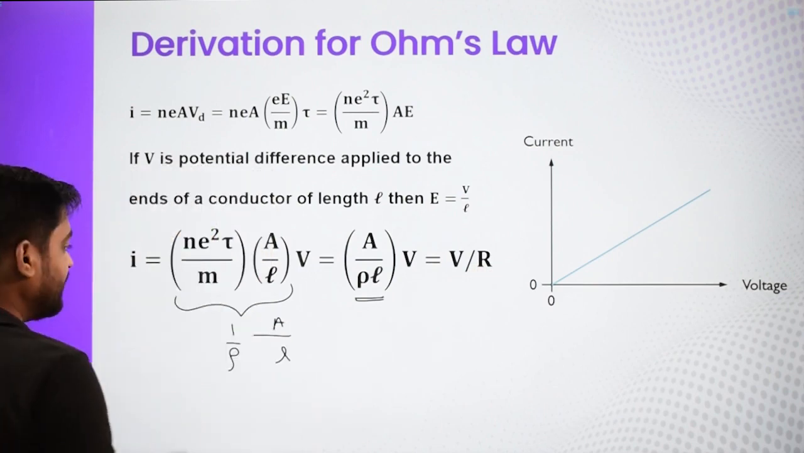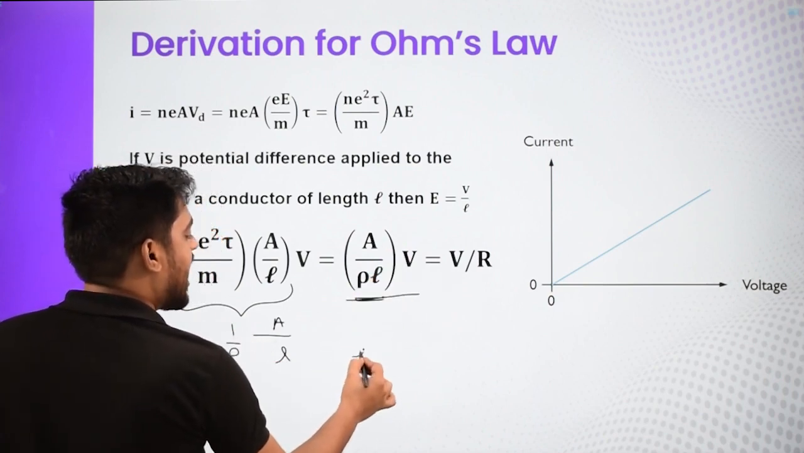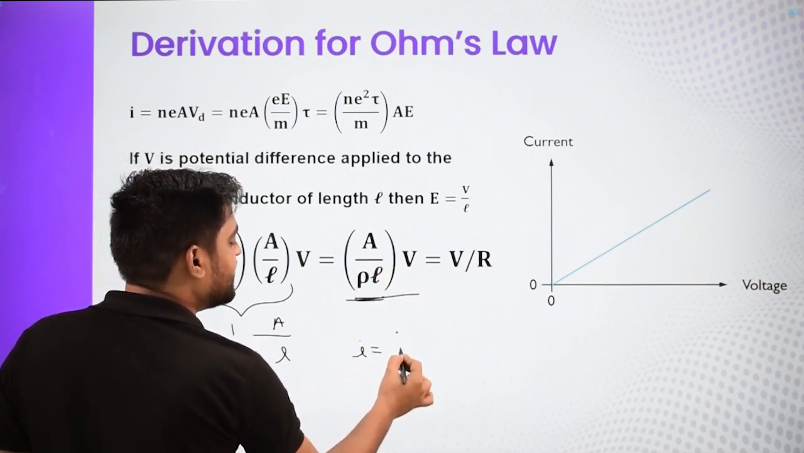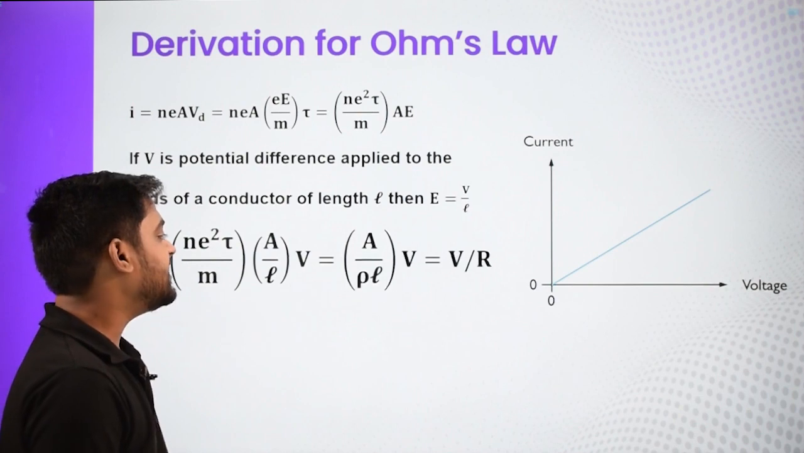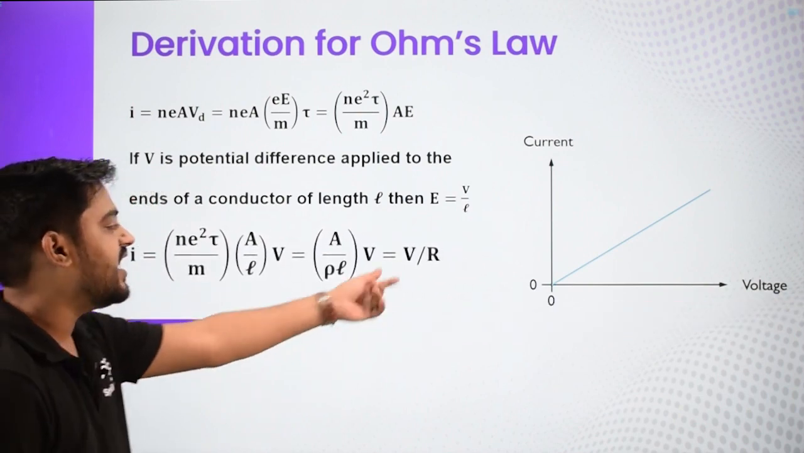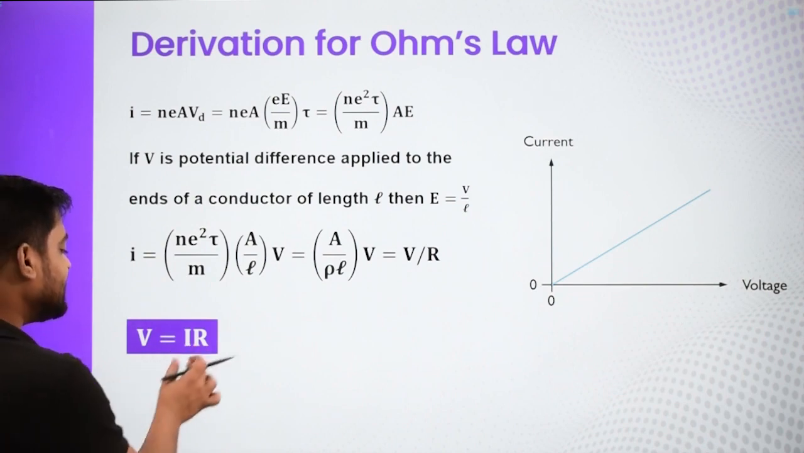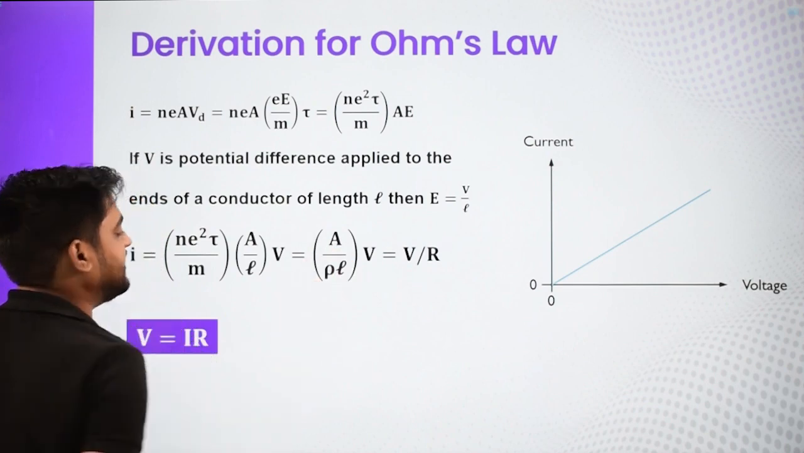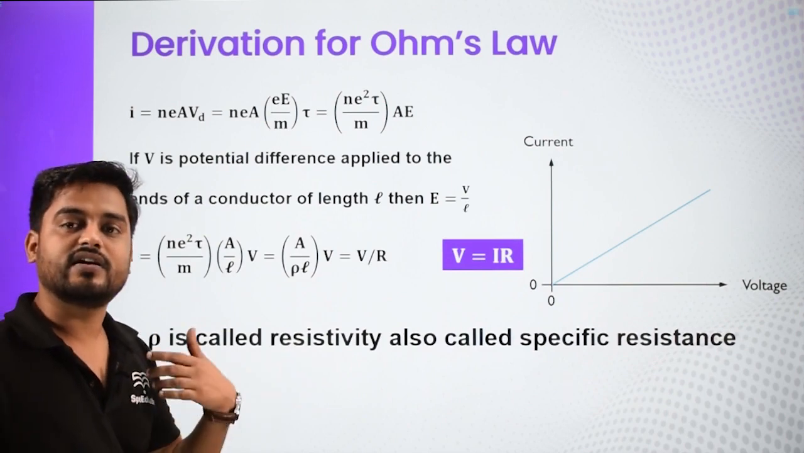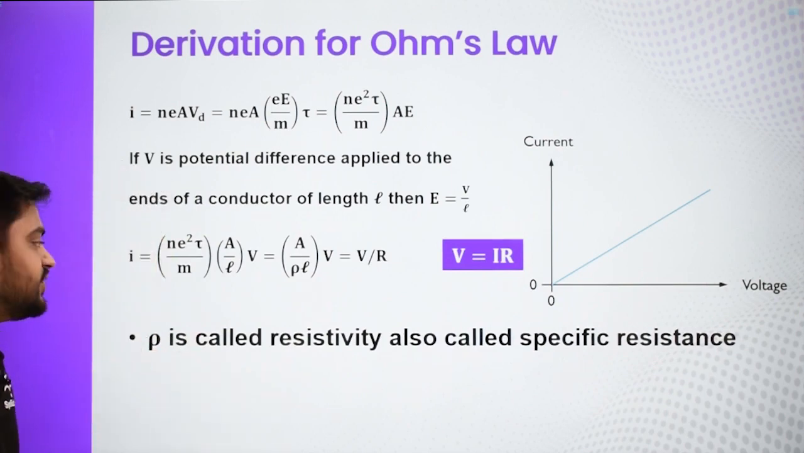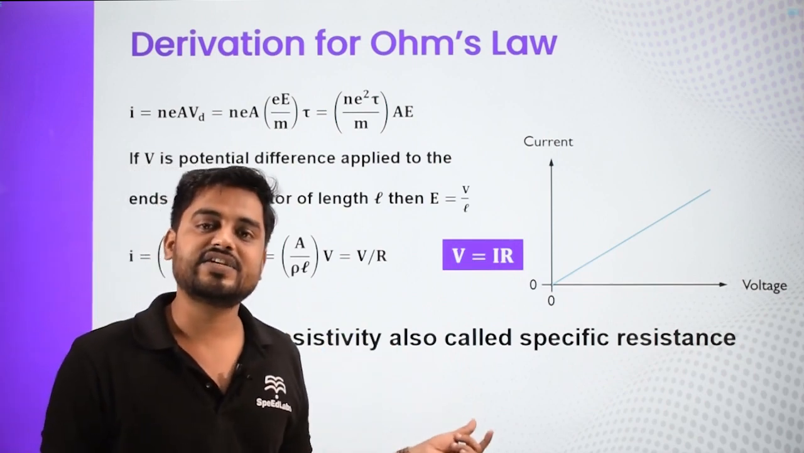So what are we getting here? I is this quantity, and this entire thing I am defining as 1 by R, and this is how we are defining our resistance. V by R is I, so V is equal to IR. This is Ohm's law. Now we can further see that our resistance is basically the reciprocal of this quantity. So resistance is nothing but rho L by A, and before we define resistance, we need to talk about rho. What is rho? This entire constant we have defined as 1 by rho. So rho is called the resistivity of the conductor.